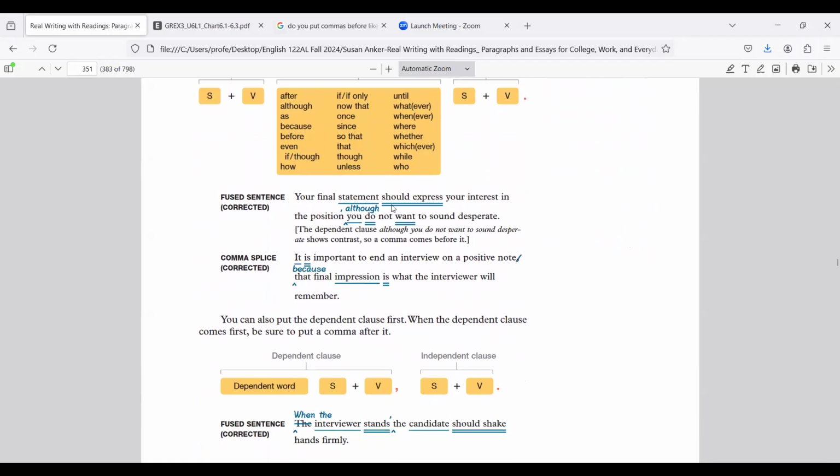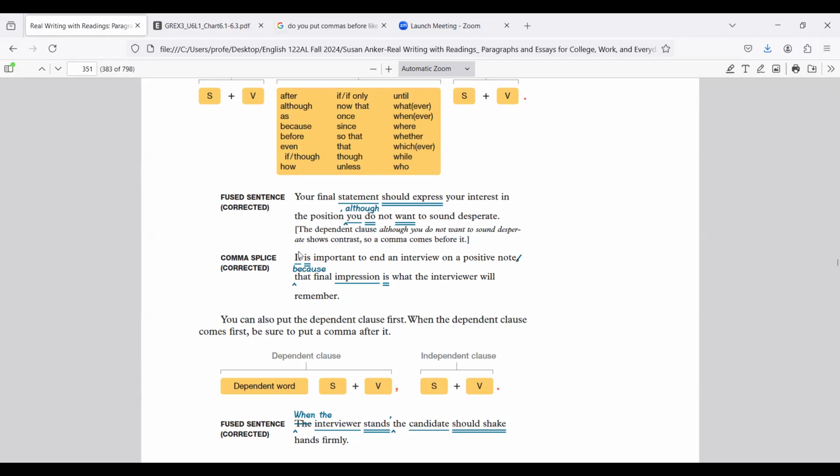Here's another example. Your final statement should express your interest in the position. You do not want to sound desperate. So here we use the dependent word although. We found that this is where the confused sentence is because we have a new subject. Although is a good one to choose because it expresses the logical relationship between the first sentence and the second sentence. Here we have a comma splice, so there's a comma there, but it's not strong enough because we see we have it is important to end an interview on a positive note.